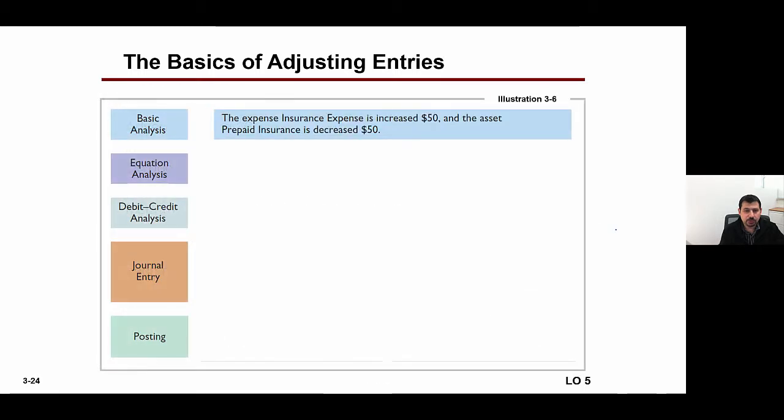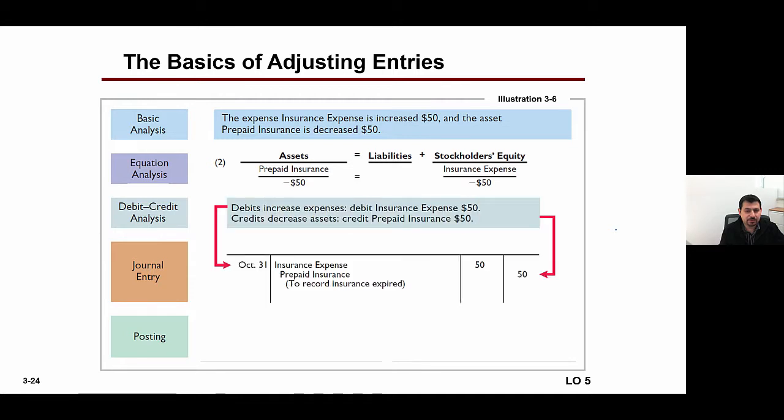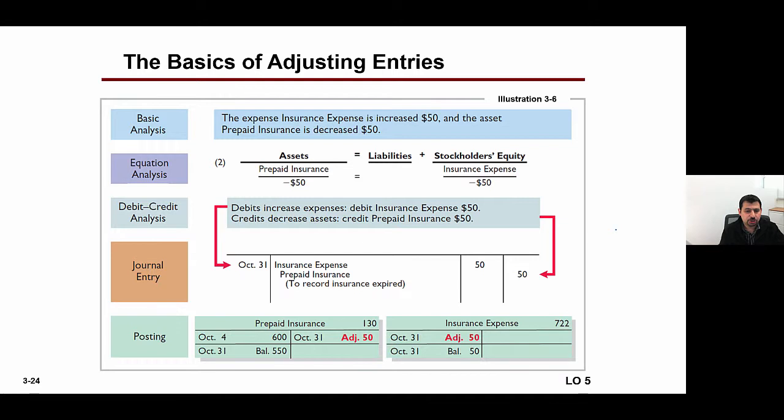And the analysis for this one would be as usual. We have our asset prepaid insurance decreased by $50, and so it will be credited. Insurance expense has increased by $50, and so it will be debited. Once again, we post this to the ledger, and again remember that we have here the adjusting balance. And as you can see, for this transaction as well, we have total credits and debits that should also be equal, again, to maintain the equality of total credits and total debits.